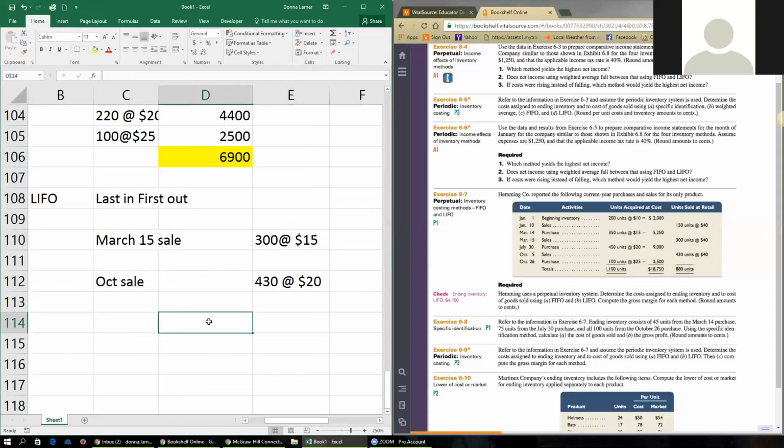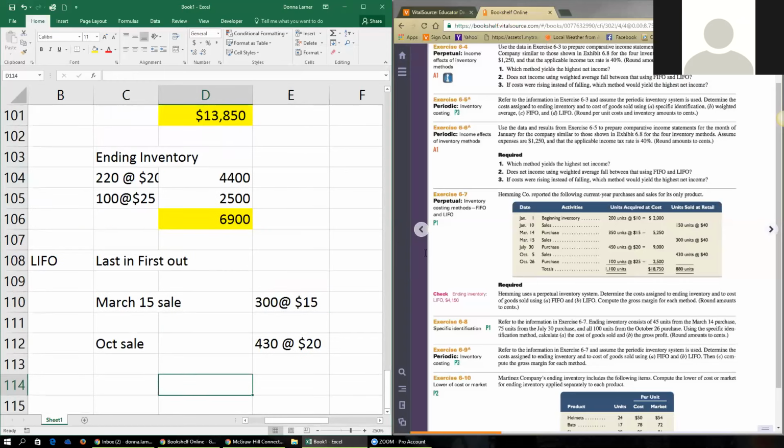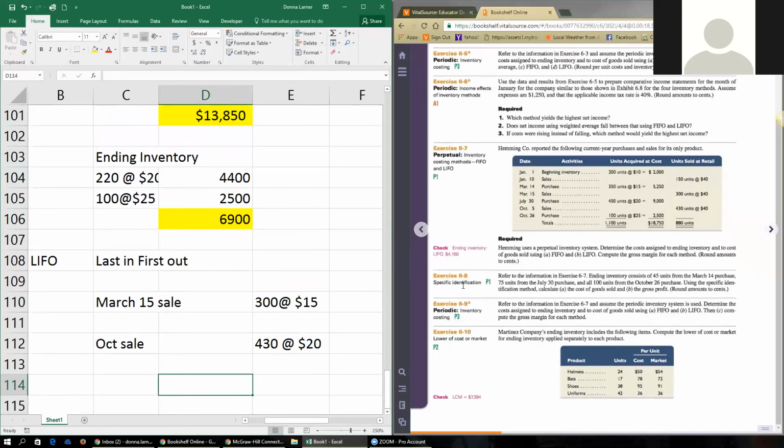Yes. Okay. There are a couple other methods. These are by far the most common. But the next one would be exercise 8, and it actually makes you look back at exercise 7. It says use all the data from there. But it's called specific identification.